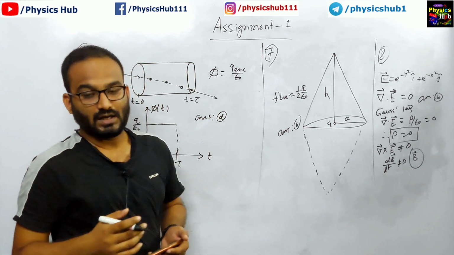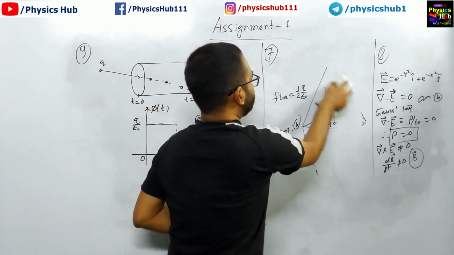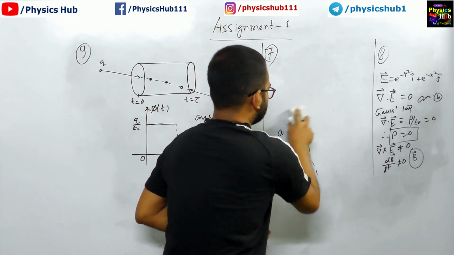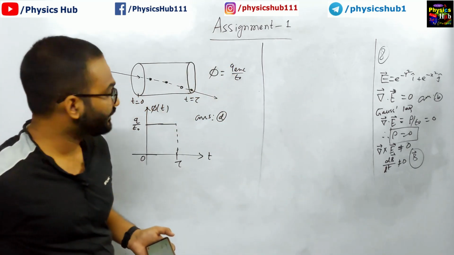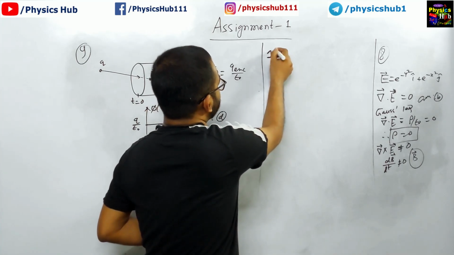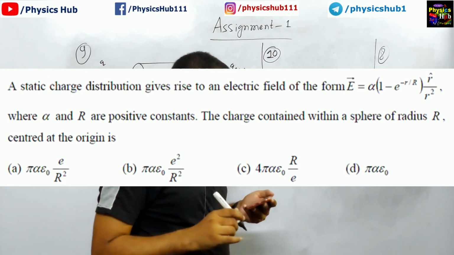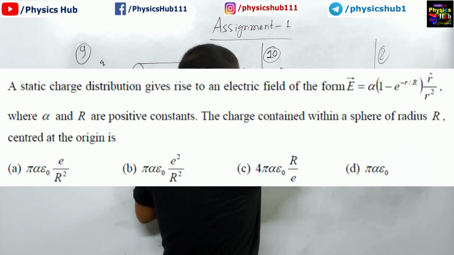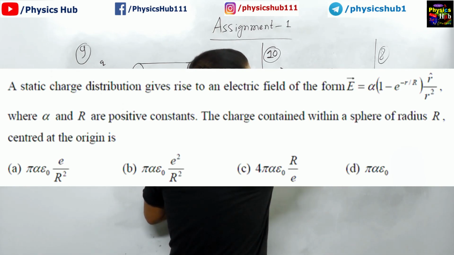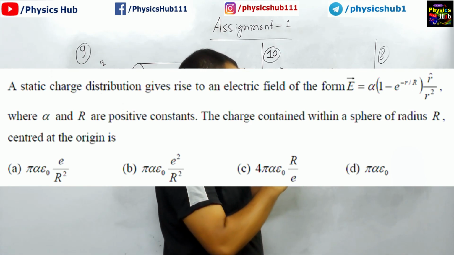Let's move to the last question of this assignment, question number 10. What does question number 10 say? A static charge distribution gives rise to an electric field of the form E equals alpha times (1 minus e to the power minus r by capital R) upon r square, r cap, where alpha and R are positive constants. Find the charge content within a sphere of radius R centered at the origin.